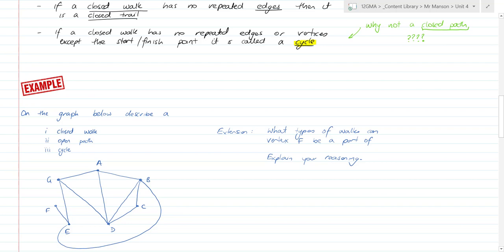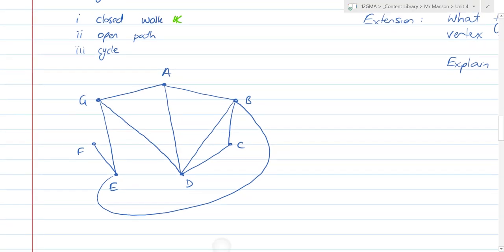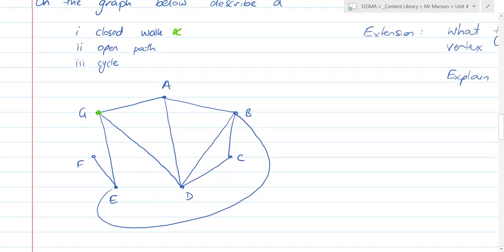Okay, shall I do them? Let's do number 1 first. I'll do this in green. I'm just going to give one example, a closed walk. Remember, a walk can have repeated edges and it can have repeated vertices. So I might be really specific at making sure it's got repeated edges and vertices, but it's got to be closed. So I'm going to start at G and I'm going to finish at G. G, A, D, B, A, G. So G to A to D to B to A to G.